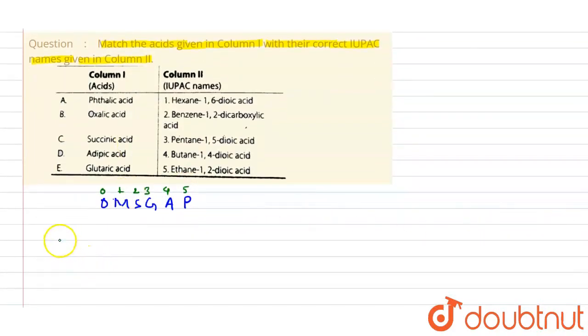First of all, phthalic acid is given. So phthalic acid is a different acid that is not matching with this trick. Phthalic acid is basically an acid in which the 2 carboxylic acid groups are present on the benzene ring, adjacent to each other. So we can show it here: one acid group here and another acid group here. So the IUPAC name of this compound will be benzene 1,2-dicarboxylic acid, that is option 2. Means for A it will be second. We can start the counting from here, 1, 2, 3, 4, 5, 6. So this is a benzene and the dicarboxylic acid is there, so 1,2-dicarboxylic acid. So that is second.